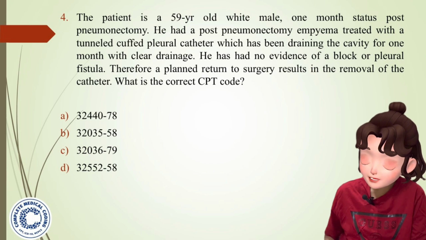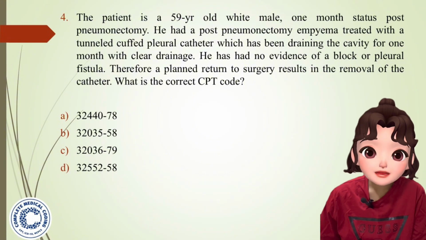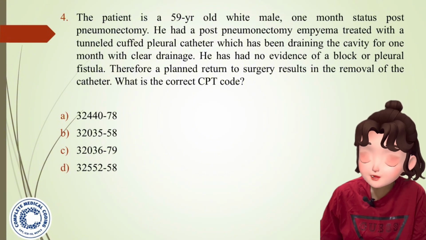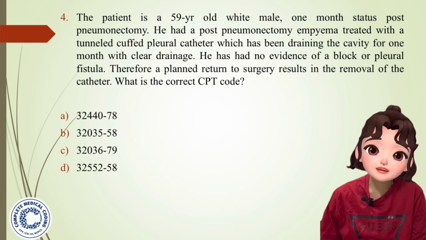What is 32552? The last option, 32552. Removal of indwelling tunneled pleural catheter with cuff. Yes. This is exactly what we need.